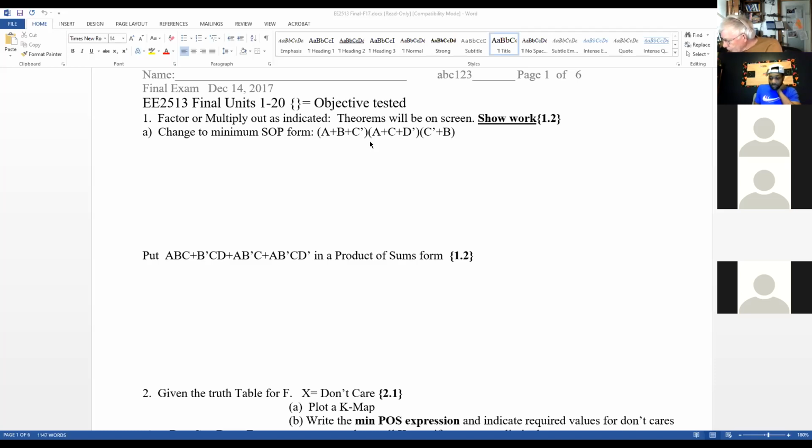All right. And so the first thing you want to do is see if you can use any of the simplification theorems. Do we have a B with a C prime? There's a B with a C prime. So we can get rid of this entire term. And that leaves us with this. And now we have A, C, and D prime, and we have a C prime and a B.